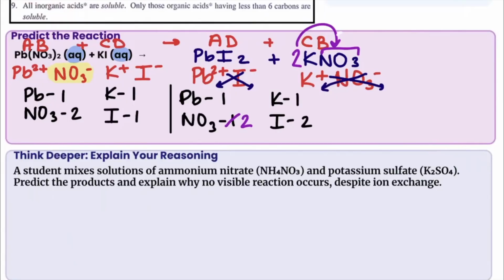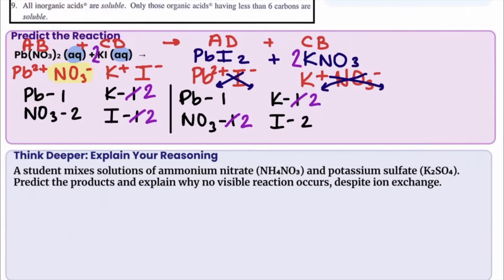But whenever you add a coefficient, always ask yourself if you changed anything else. And you did. You changed the number of potassiums because now I have 2 K's. So in order to balance the potassiums on the right with the left, if you add a coefficient of 2 in front of the potassium iodide, or the KI, now I have 2 potassiums. And luckily, by adding a 2 as a coefficient in front of this compound, now our iodines are balanced. We have 2 on the reactant side and 2 on the product side. So this should be our final balanced equation.